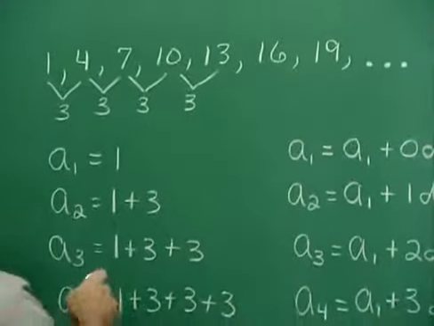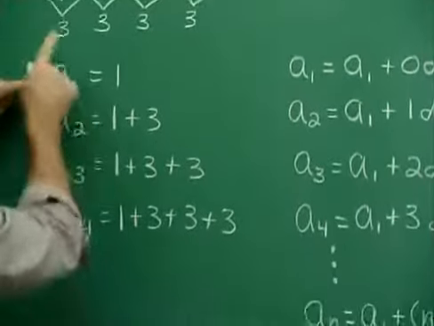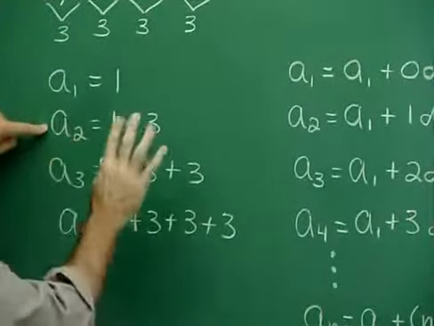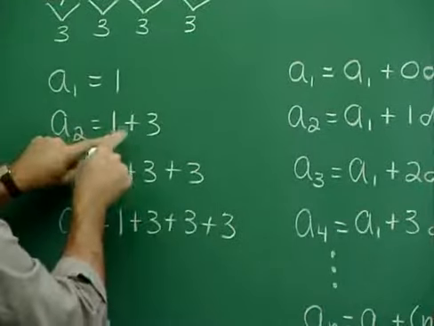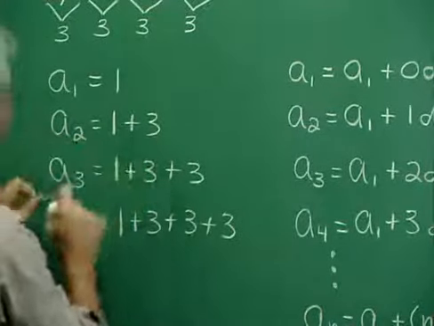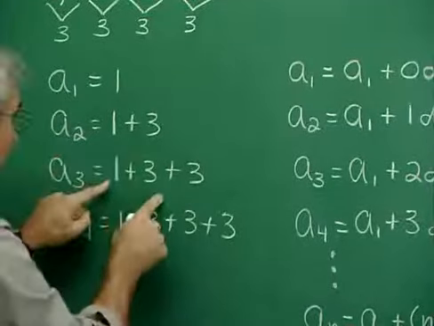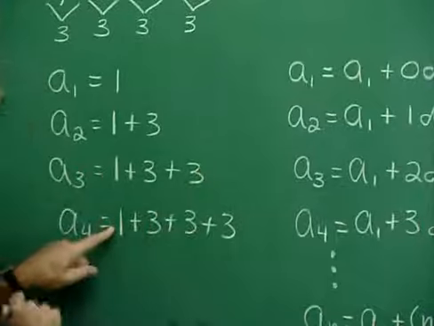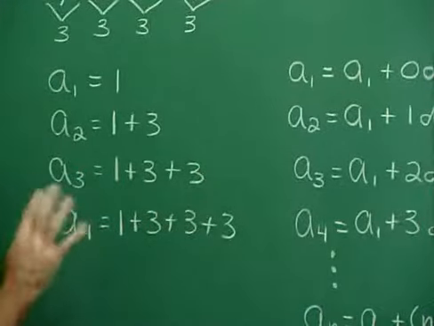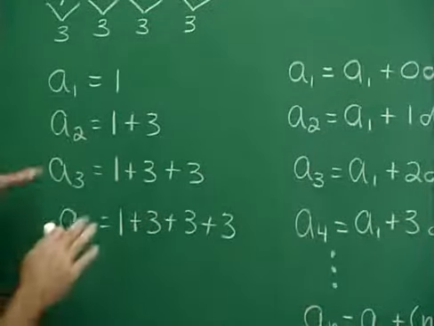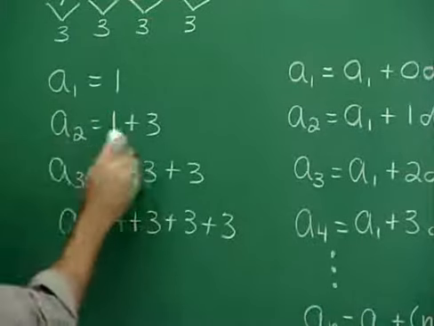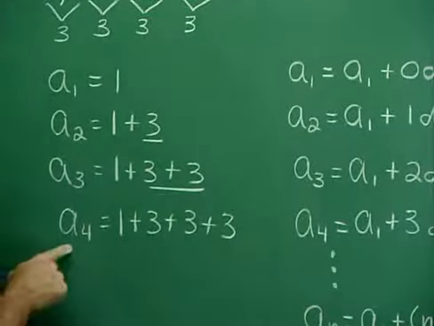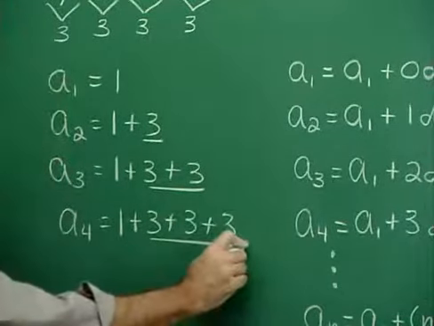Now notice this pattern. A sub 1, the first item in the sequence, is 1. To generate the second item in the sequence, one way to think about it is to take the first item and add that common difference, you see. And then for the third item, we can take the second item and add another common difference. And for the fourth item, we can take the third item and add another common difference. Now look at the number of common differences for each of these items. For the second item, we have 1 common difference. For the third item, we have 2 common differences. For the fourth item, we have 3 common differences.